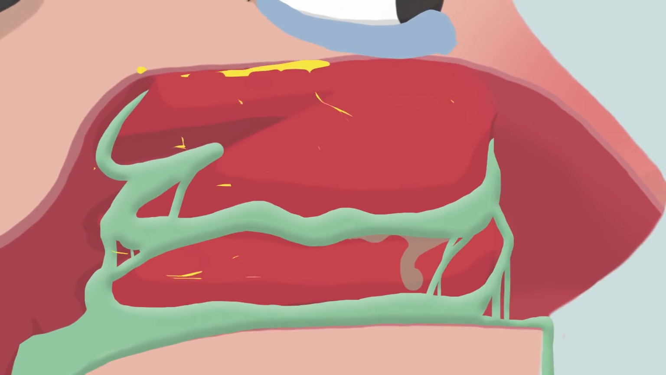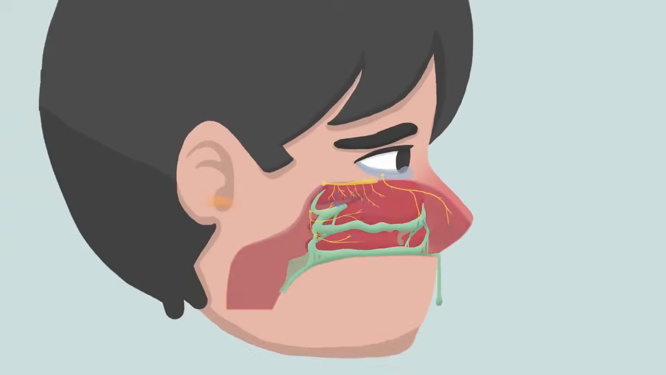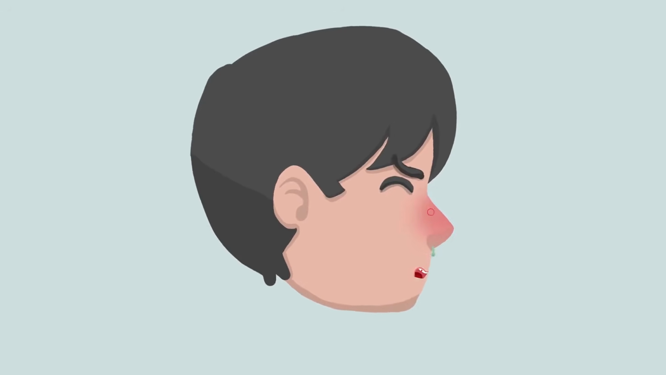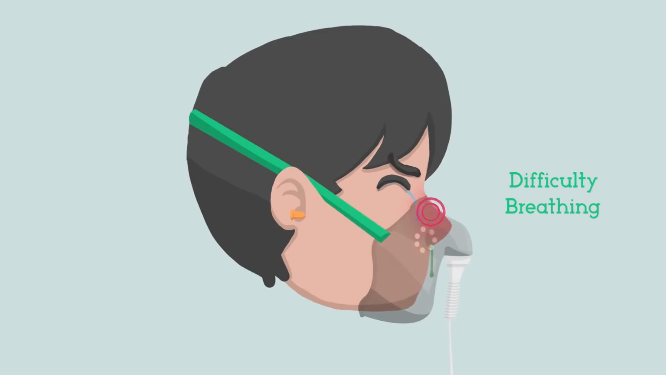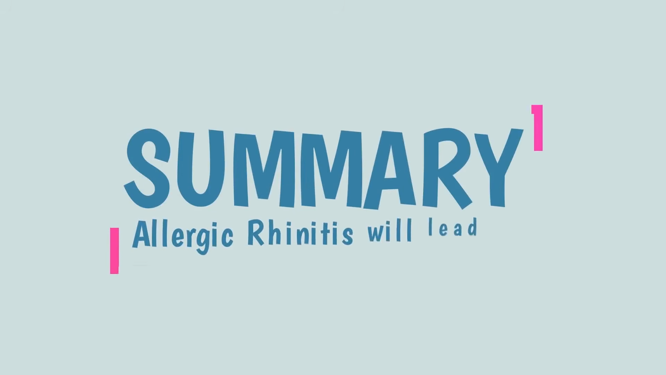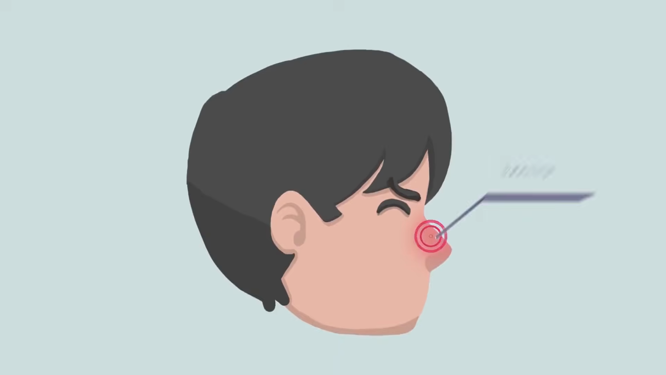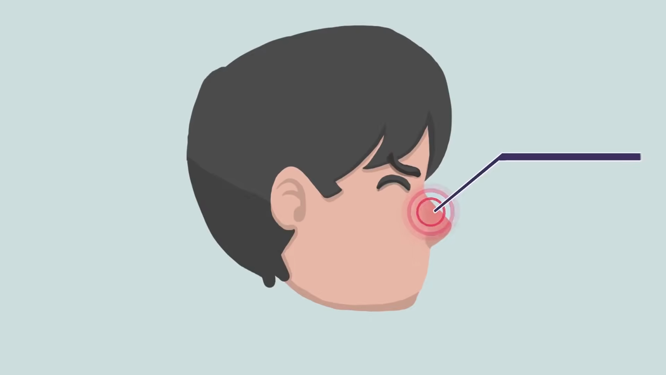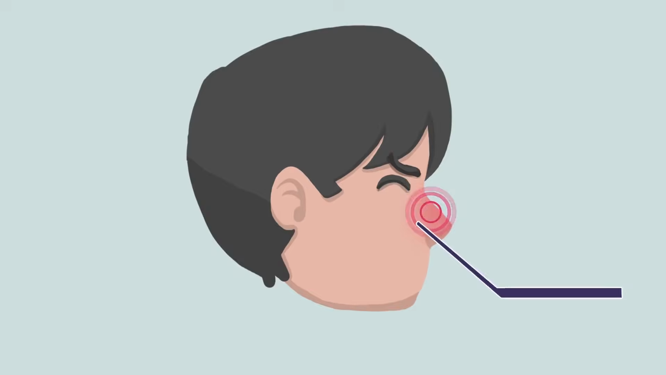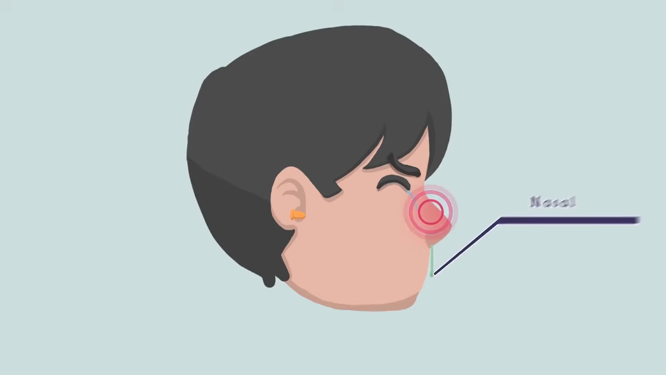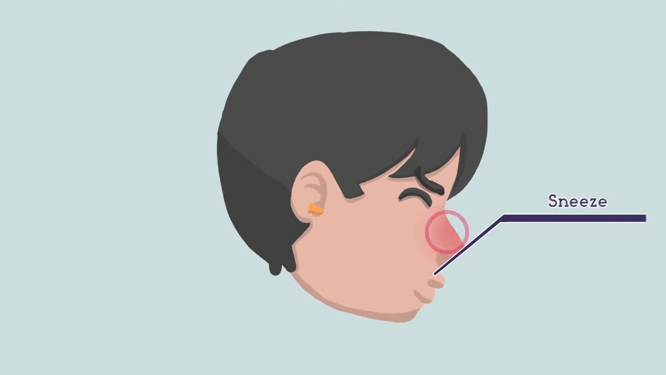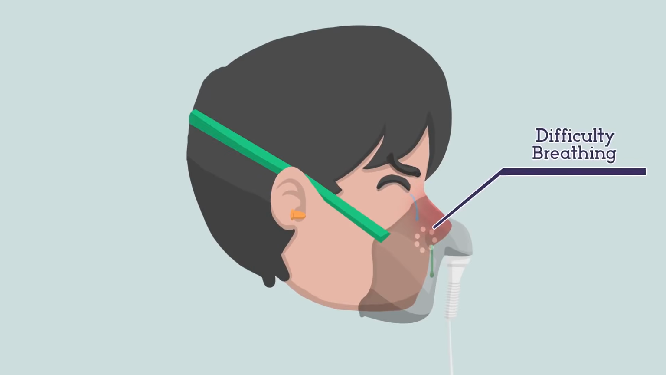Finally, the nerves in nasal cavity will start getting irritated and lead to sneezing. All of it will lead to difficulty in breathing for persons suffering from allergic rhinitis. To summarize, allergic rhinitis will lead to 1. The swelling and congestion of nasal mucosa. 2. Watery eyes. 3. Stuffed ears. 4. Nasal drip due to excessive mucus production. 5. Sneezing. 6. Difficulty breathing.